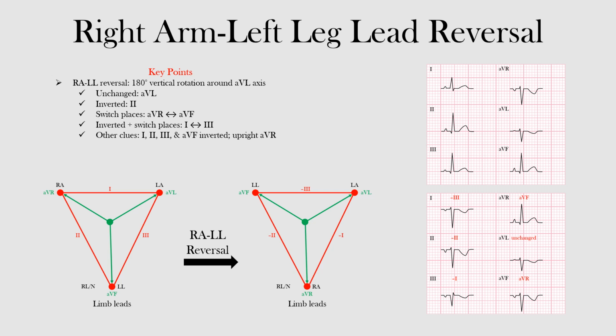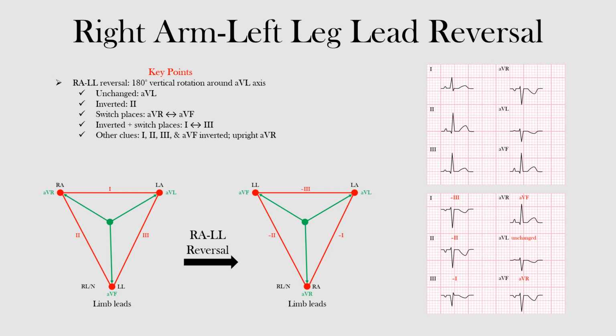Now, when the limb electrodes, that is the left arm, the right arm, and the left leg, are exchanged without disturbing the neutral electrode, which is the right leg, then Einthoven's triangle is flipped 180 degrees or rotated. This results in leads that are switched in position. They become inverted or remain unchanged depending on their initial position and the vector.